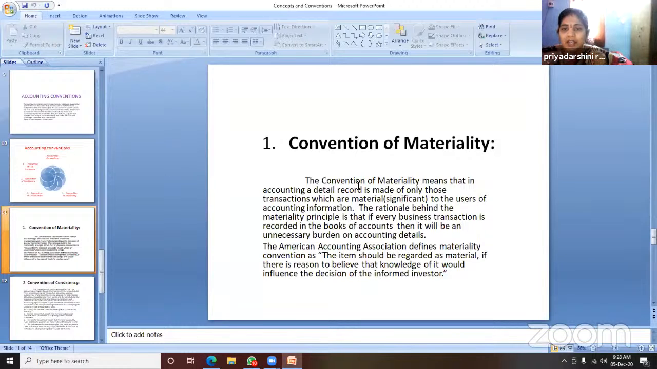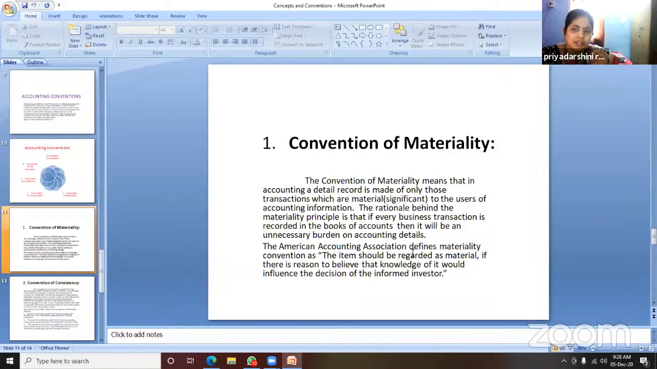So unnecessary and unimportant data is a burden. It overburdens the organization. It overloads the information. So that is regarding materiality. Whatever is required, that is recorded in the business transactions.